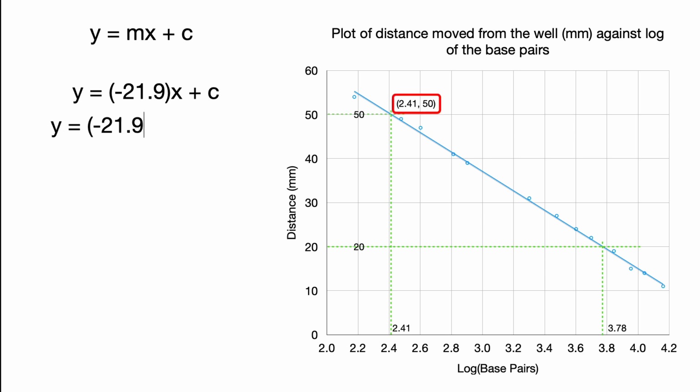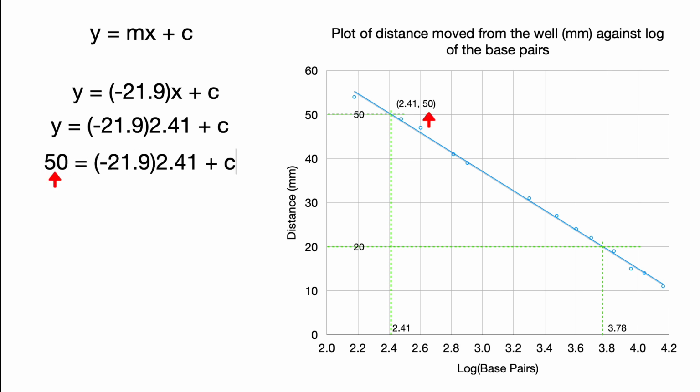I'm going to use the upper value, so we can say that y is equal to minus 21.9 multiplied by 2.41 plus c. We put in the other value for y, so we say 50 is equal to minus 21.9 multiplied by 2.41 plus c. We can then rearrange this equation. We can then do the calculation.